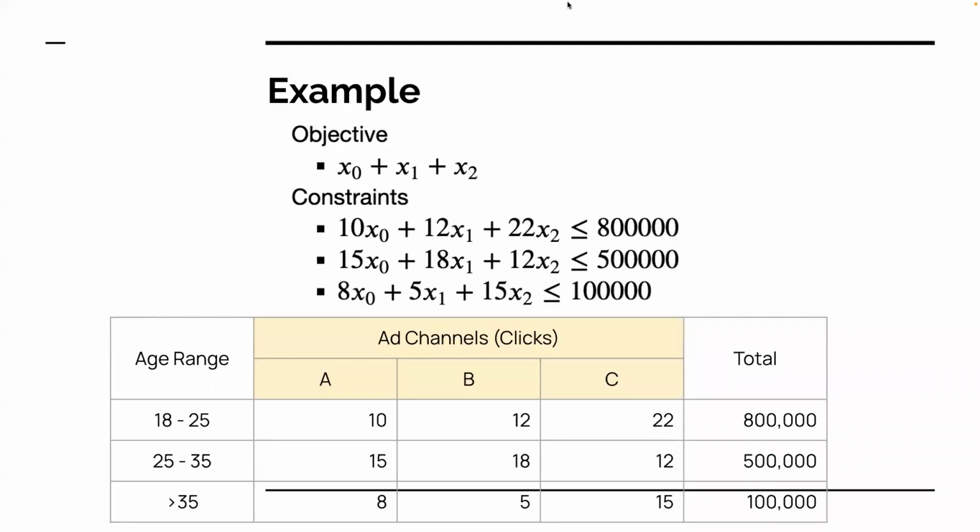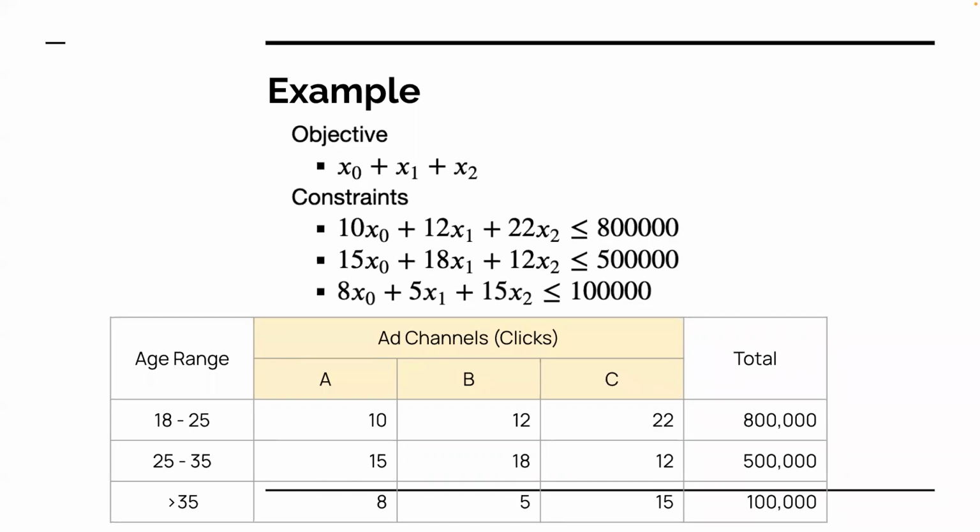Let's not focus on the top part right now. Let's just focus on the bottom part. What we are saying is that we want to figure out this problem, where you can generate ad clicks across multiple channels. You have audience coming from multiple age ranges, and in each age range you have a number of impressions available, which is given by the row total, and so on. And now you want to figure out what's the maximal number of clicks I can generate.